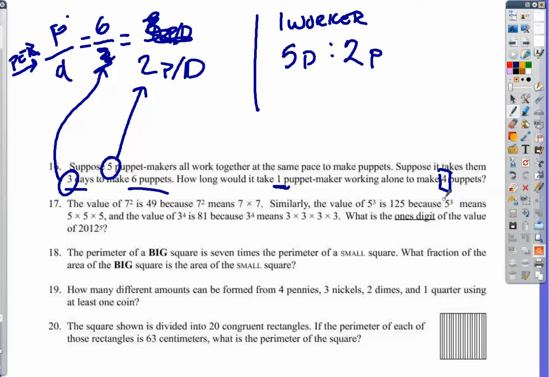Well, wait a second. We want to know how long it's going to take to make 4 puppets. What's the relationship between 2 puppets and 4 puppets? It's twice as big. Well, if it takes 5 days to make 2 puppets, then how long will it take to make 4 puppets? It's going to take 10 days.